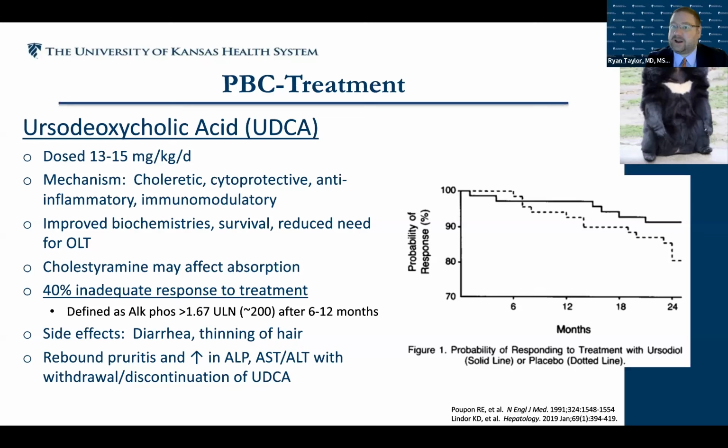So ursodiol came to prominence in the 1990s. There was a landmark paper in 1991 showing its efficacy in PBC patients. This is dosed on a weight basis, 13 to 15 milligrams per kilogram per day. And this has a number of different effects in the liver. It helps bile percolate and flow through the liver. As a result, it becomes cytoprotective and reduces inflammation. This can show improvement in the biochemistries, but most importantly, improvement in survival and reduced need for transplant.